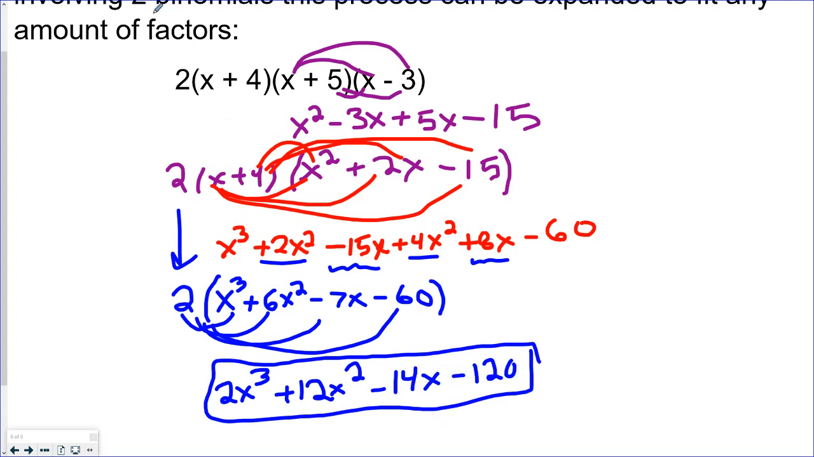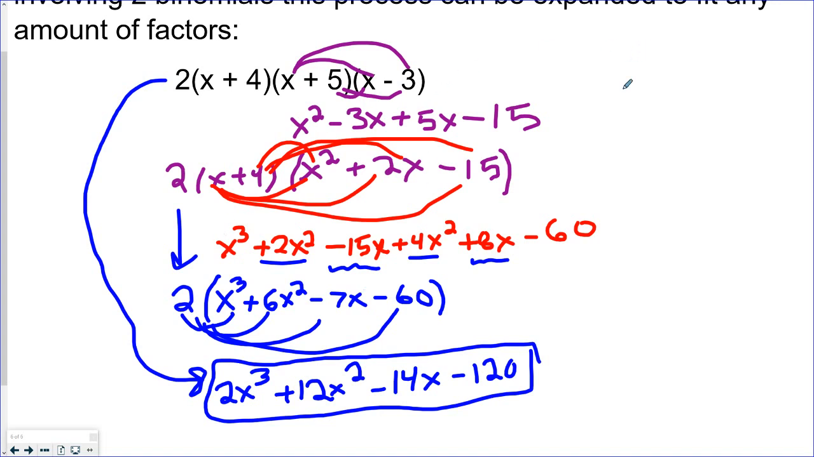So I went from this up here, a lot of different factors, all the way down to something that's a little bit more simplified. But the process was the same each and every step. Take everything in the first and multiply it to everything in the second. That's what we did each and every time.